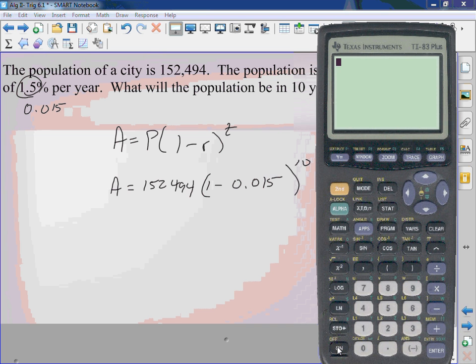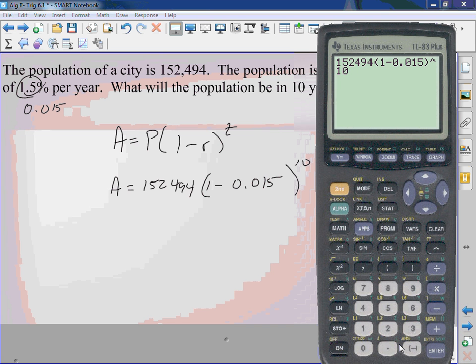Just substitute it right in. All you need to write: 152,494, parenthesis, 1 minus 0.015, parenthesis, caret 10. Now, you have to make sure you type it in correctly.